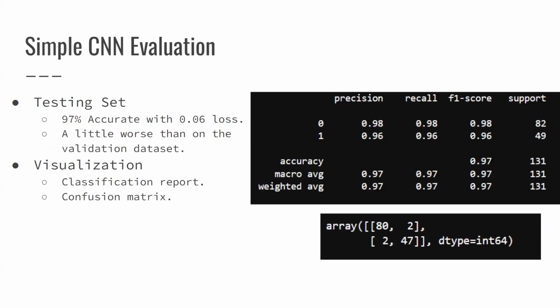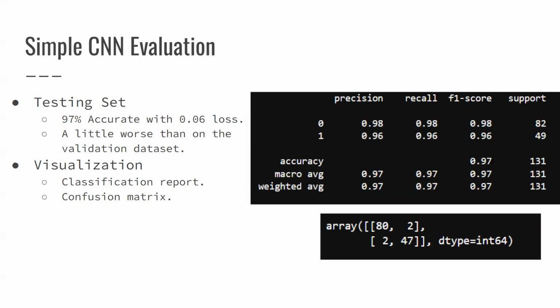Now let's see how this simple CNN did on its testing set. It's 97% accurate with 0.06 loss. It's a little worse on this testing set than on the validation data set, but I think 97% is very good. You see the visualization on the right.